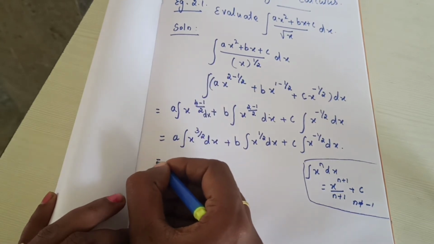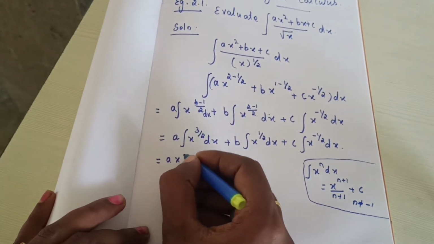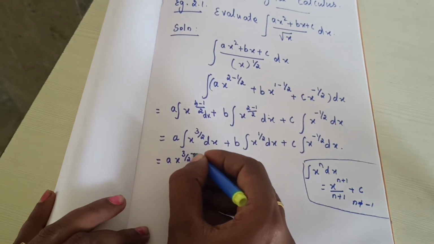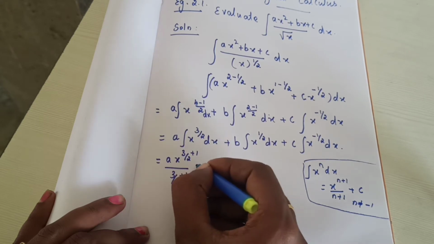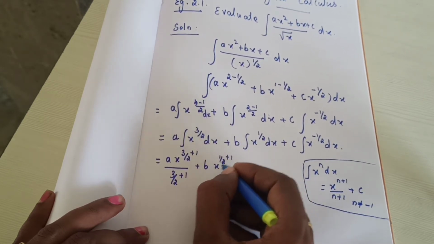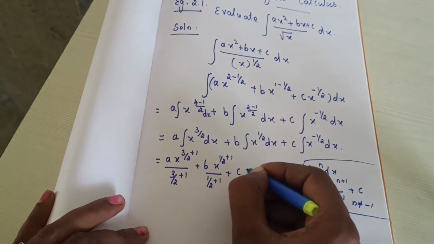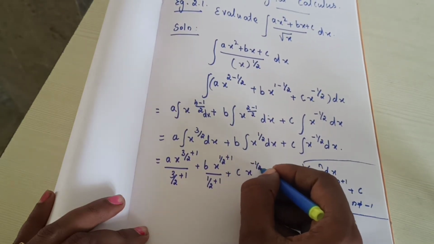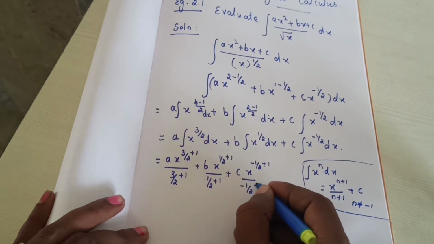We are going to use this. So a into, what will happen? x power 3 by 2 plus 1 divided by 3 by 2 plus 1, plus b into x power 1 by 2 plus 1 divided by 1 by 2 plus 1, plus c into x power minus 1 by 2 plus 1 divided by minus 1 by 2 plus 1.